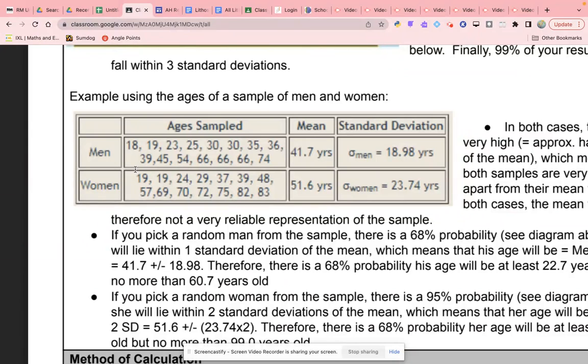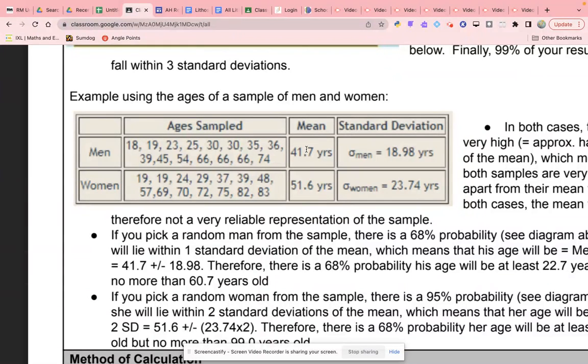Now, the first bit of analysis we can do is, what was the average age of the men? The mean was 41.7. What was the average age of the women? 51.6. That doesn't tell us very much apart from the average age. It certainly doesn't tell us the spread of those ages. We can see with quick analysis that we happened to interview a number of older women, 2 women over 80, and in our male data set, we didn't have any older men.